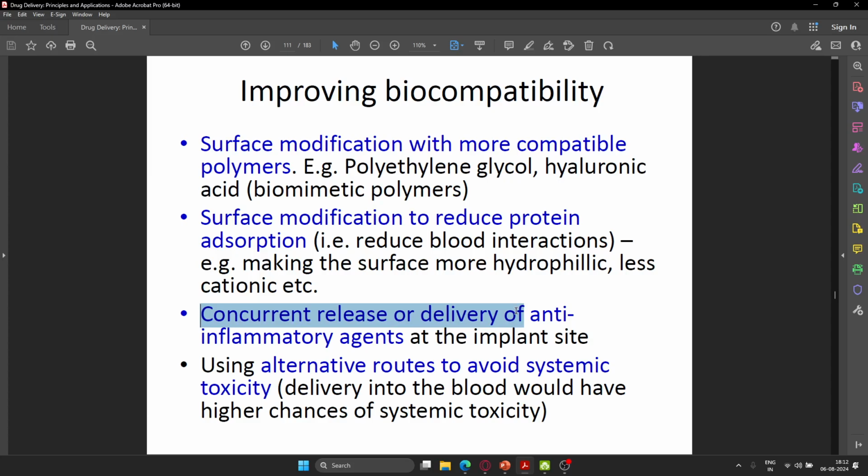And you can also have concurrent release or delivery of anti-inflammatory agents. Inflammation is a big problem when you put a biopolymer in. So what you can do is have anti-inflammatory agents that are encapsulated or coated onto your implant or your biopolymer, that are slowly releasing and reducing the inflammation. And you can also use alternative routes to avoid systemic toxicity. If you know that giving something intravenously is causing systemic toxicity, liver failure, kidney failure, and all those, you can use alternative routes to avoid that.